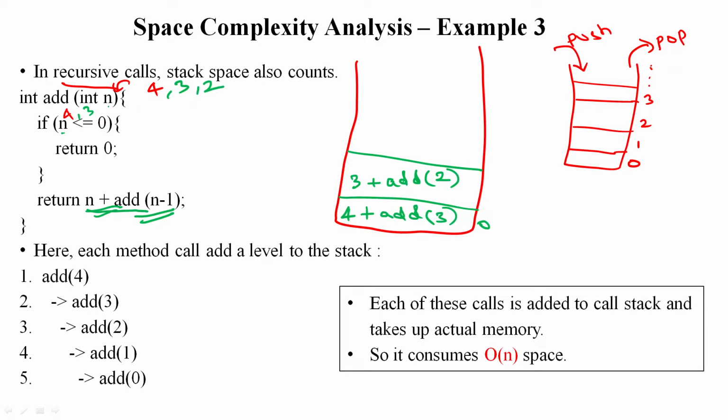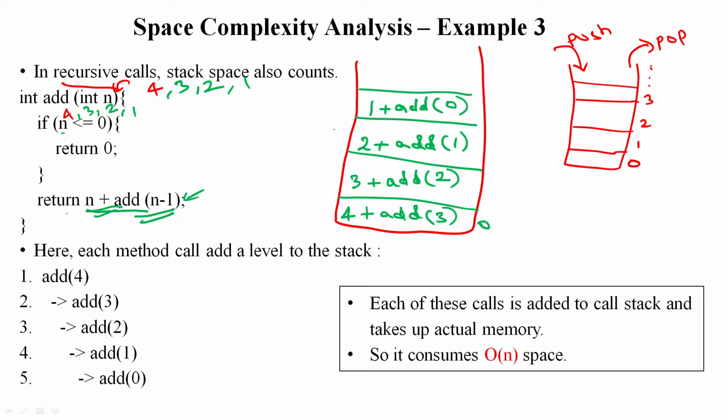So 2 is passing, so 2 less than or equal to 0 is false, so it is coming out. So 2 plus add of n minus 1, 2 minus 1 is 1, right? Again the add method is called for 1. So 1 less than or equal to 0 is false, which is coming out. Return n value, 1 plus add of 1 minus 1, 0.